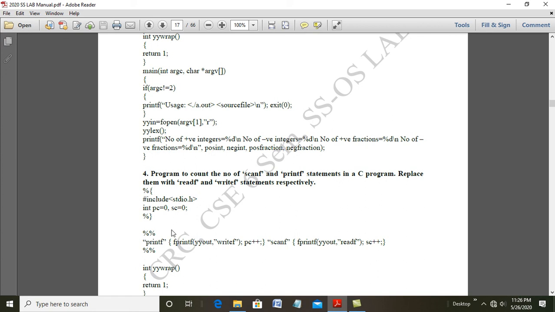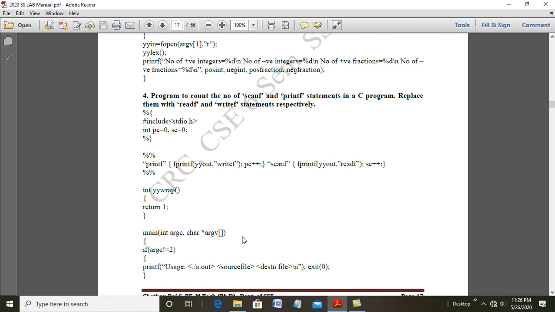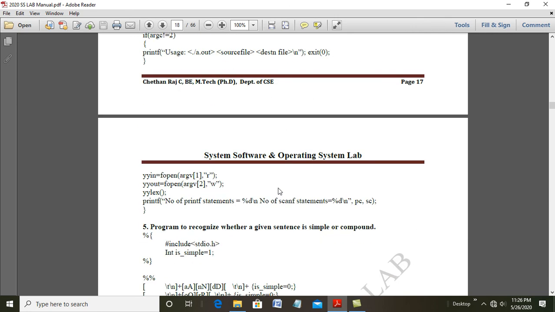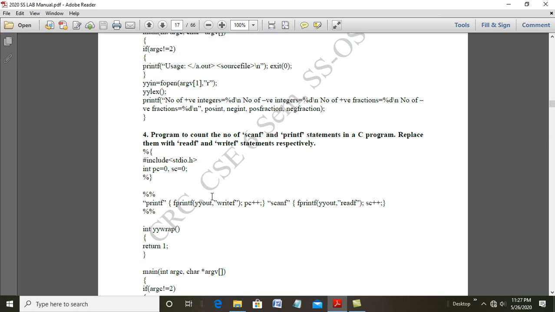So hence we are taking pc and sc, to identify scanf as well as printf. Then again we will be taking a printf statement. If printf is there, it will increment, and if scanf is there, it will increment. That is for counting purposes. But what is the rule we have taken? If printf is there, if scanf is there, that value is going to be replaced, but within that we will be printing it. Just argument 1 read, argument write. So whenever you are replacing with the output file, the output file takes the data and it is copied automatically into your output file, right? So this is a very simplified example for identifying scanf and printf and replacing them with readf and writef.